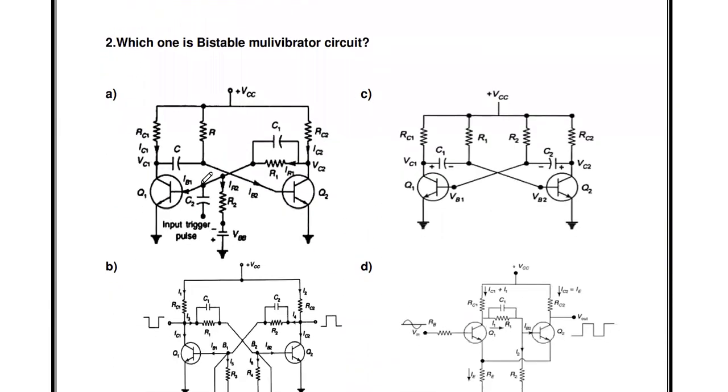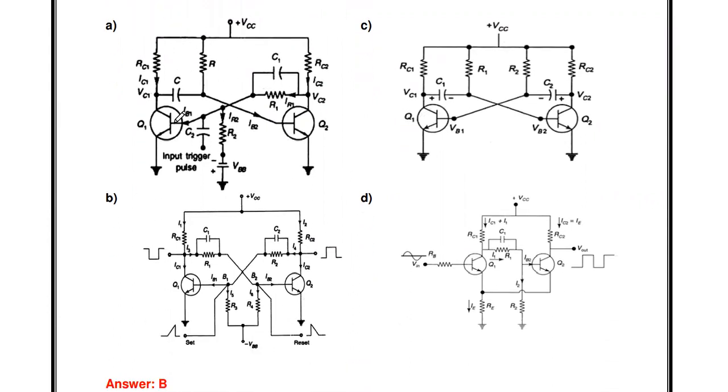Then which one is the bistable multivibrator circuit? Already you know the circuit diagram. This is the astable, no trigger. This is the monostable, only one trigger is given at one transistor base. This is the bistable, so B is the answer. This is the bistable circuit. This one is the Schmitt trigger circuit.